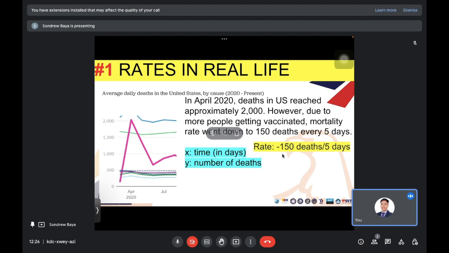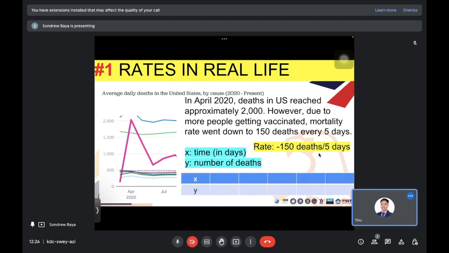Okay? Because it's going down, meaning it's decreasing. So negative 150 deaths per 5 days. So from here, we could already gather data. All right? Saying that at the beginning, there are 2,000 deaths. But since we have a rate of negative 150 per 5 days, we expect that after 5 days, the number of deaths has gone down to 1,850.